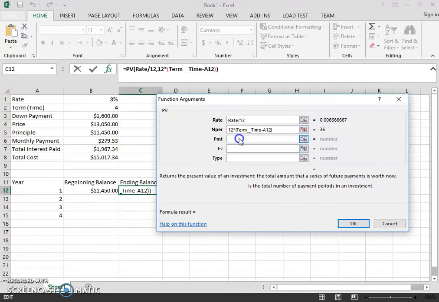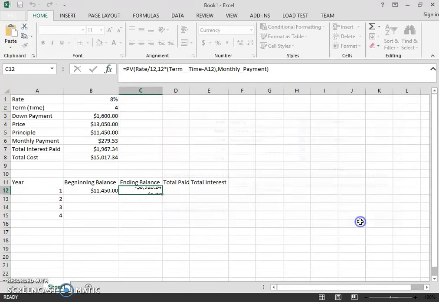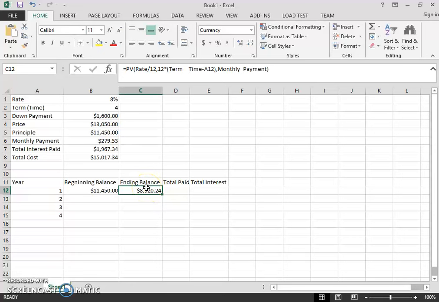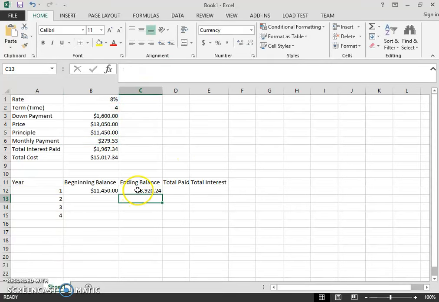Now, the PMT. So in other words, right here, is the payment made each period? Well, we already found that, so we click on our monthly payment. Pretty simple. Now, when we hit OK, we get a negative number. Very similar to the PMT function that we just covered, we have to come up here and go a negative present value. So that means at the end of year 1, our beginning balance of the loan is $11,450. After we make our payments, we are going to owe $8,920.24.